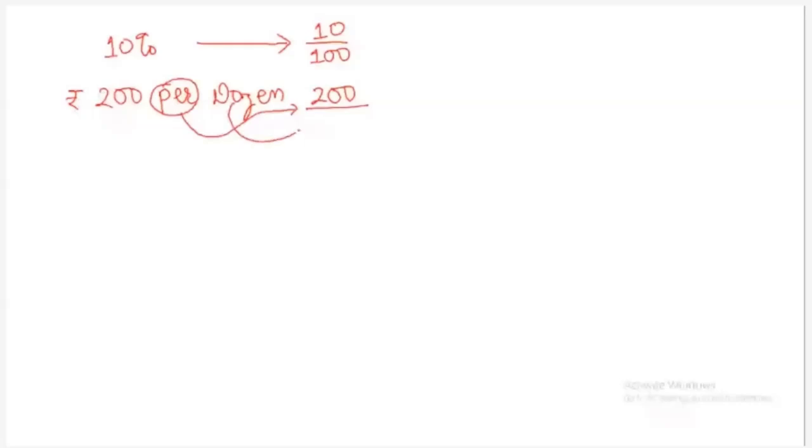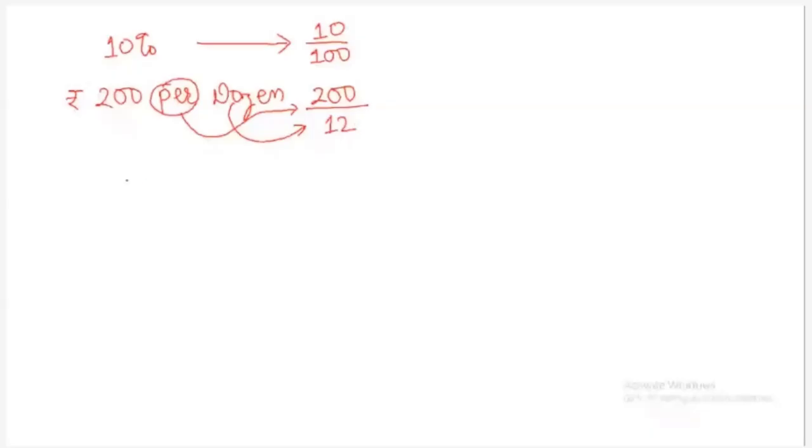Like when they say 10%, 10% means what? 10% means 10 upon 100. So 200 per dozen is what? Yes, correct. 200 per dozen, so 200 in the numerator. Per means divide. And what do you mean by dozen? Dozen means 12. So divide by 12. Clear, dear student? 200 divided by 12.